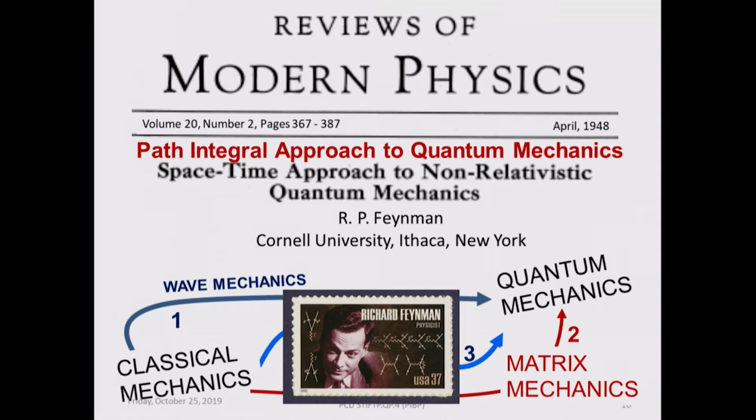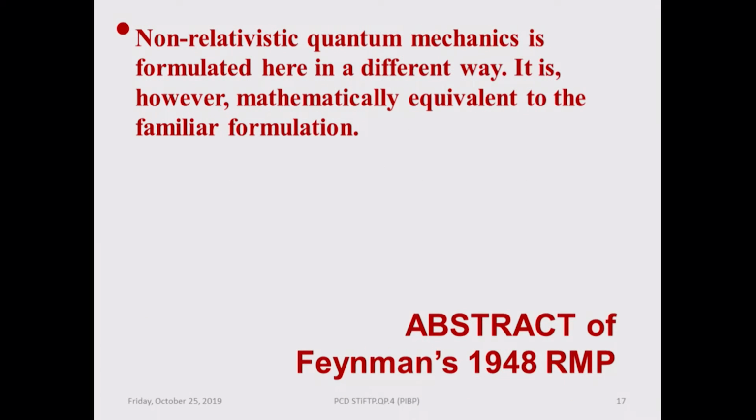And we see that from classical mechanics you can go to quantum mechanics through the wave mechanics of de Broglie and Schrodinger, or the matrix mechanics of Heisenberg, Born, Jordan, or the Feynman path integral approach, and it all leads you to one theory, which is the quantum theory. In Feynman's abstract, he mentions that it is a formulation of non-relativistic quantum mechanics in a different way. It is, however, mathematically equivalent to the familiar formulation, referring to the de Broglie-Schrodinger and Heisenberg formulation. It is equivalent to that.